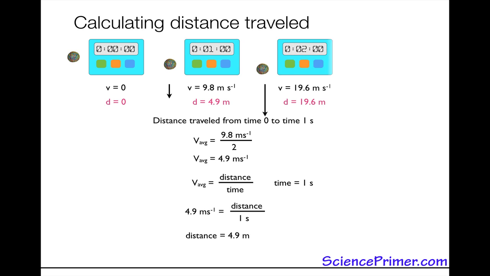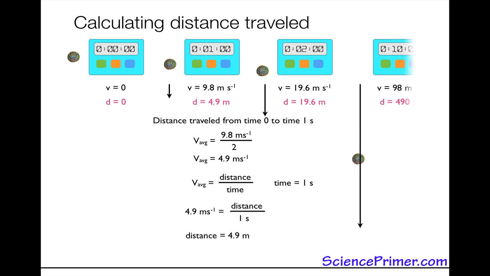We can do this for all the other relationships. If we let it travel for 2 seconds, the final velocity is 19.6. If we put it through this equation, we'll find that it will have traveled 19.6 meters. And after 10 seconds, the final velocity will be 98 meters per second, and the ball will have traveled almost 500 meters.